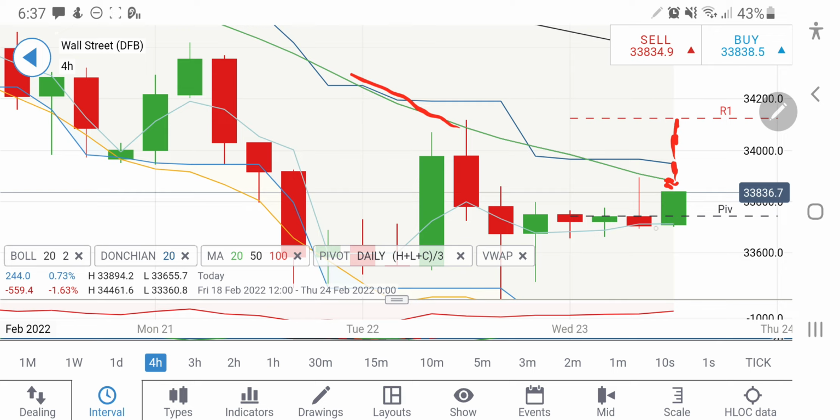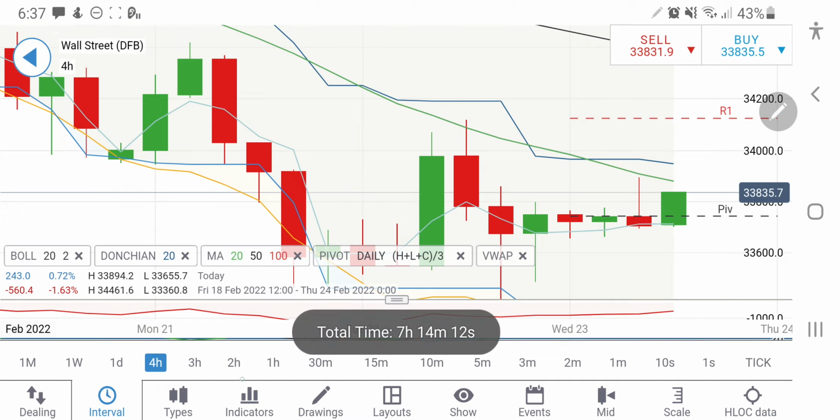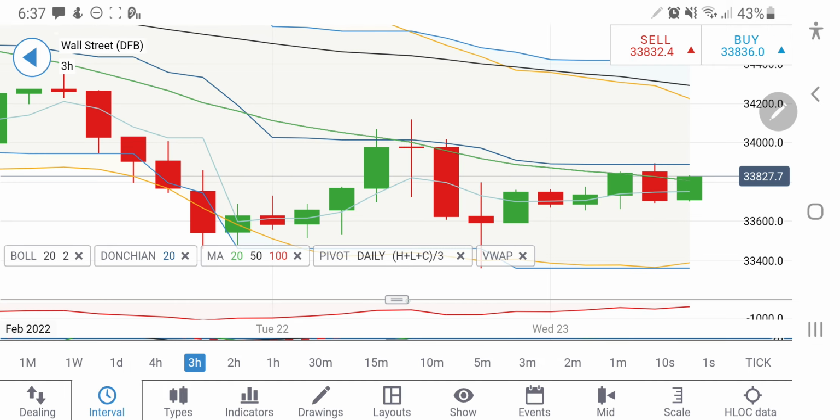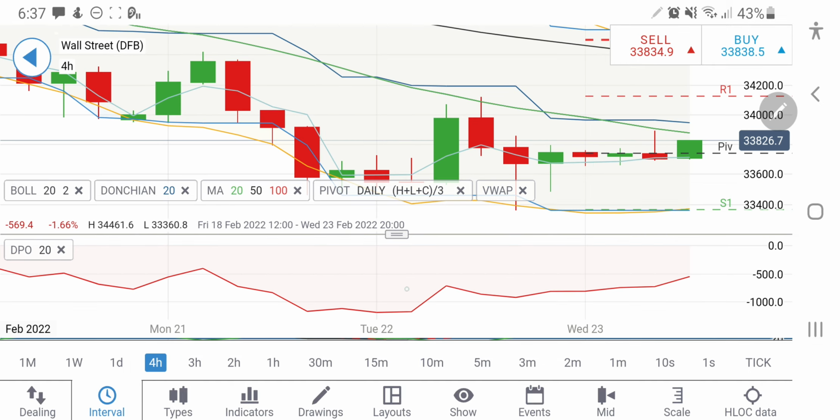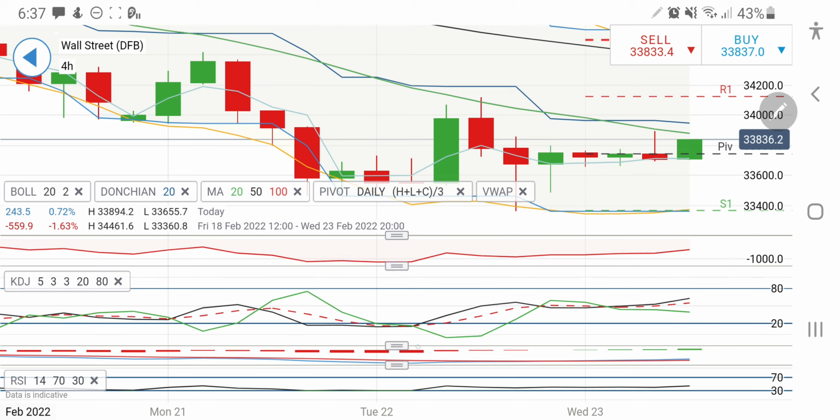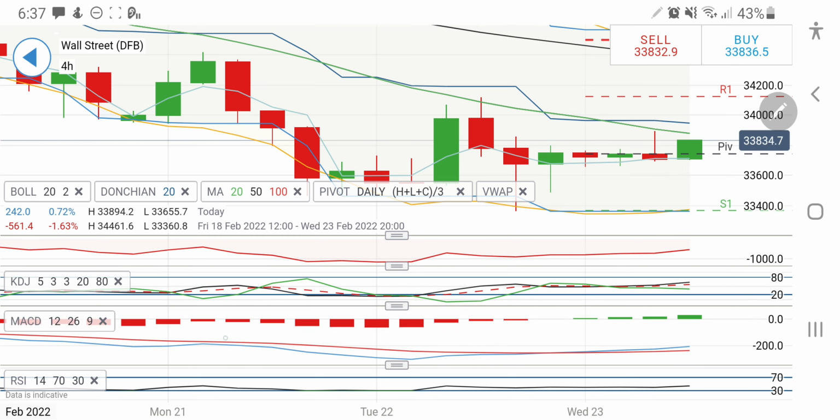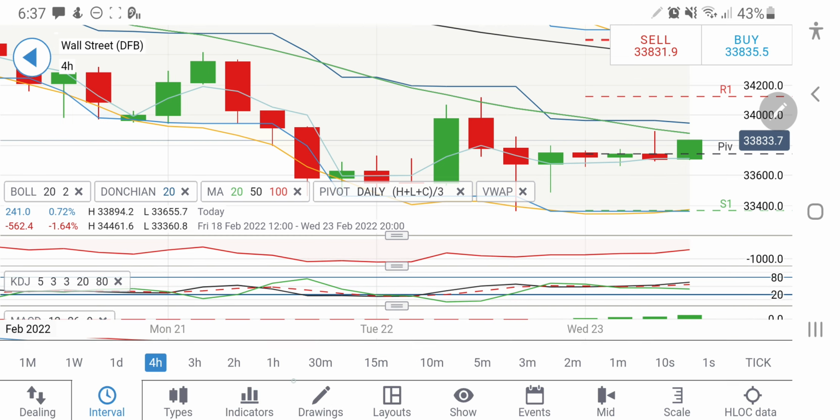Similarly on the downside, breaking this zone at 33,650, or rather I will say 33,700. Once it breaks 33,700, you can take a short entry and it will drop. So this is what we can see on the 4-hour charts. Let's have a look at the indicators on the 4-hour charts also. The DPO is trying to enter into green because stochastic is comfortable, and MACD lines are still in the buy zone.